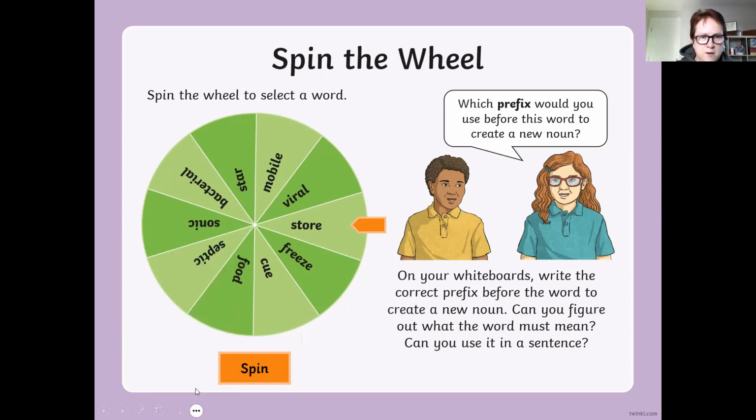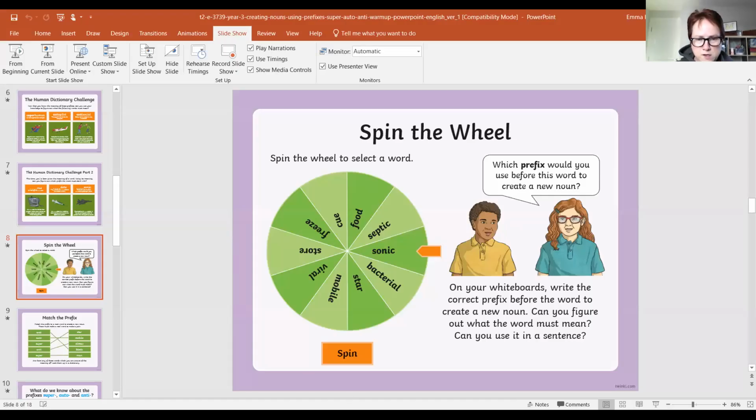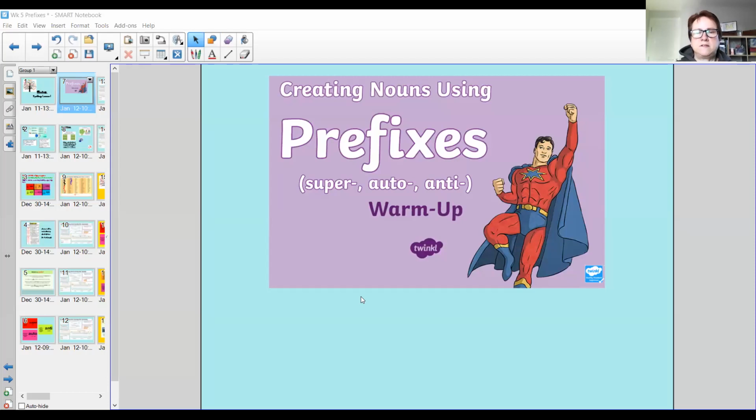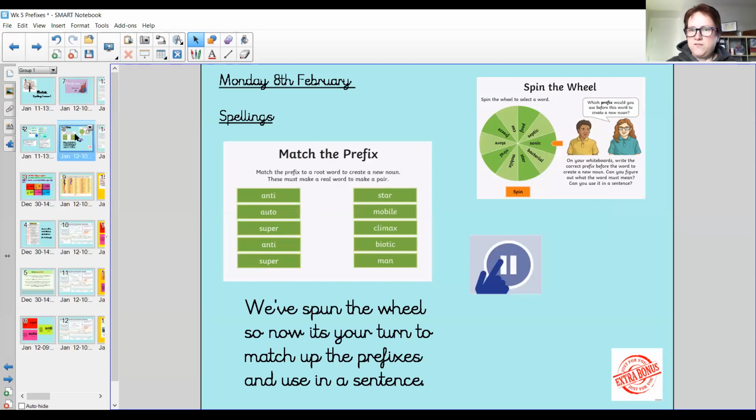moment and go back to my other screen, which is hopefully this one. Let me stop sharing so that we're making sure that we're on the right screen. I'm going to go back to that one. Okay, so today we've done our little spin the wheel.